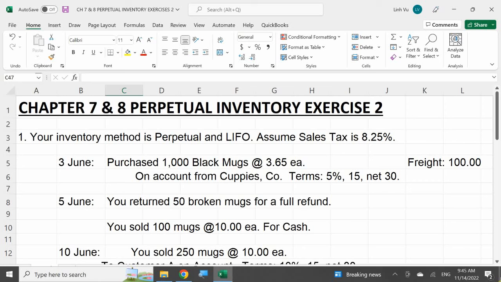Right, welcome back to class. Let's go ahead and do the chapter 7 and 8 perpetual inventory number 2 exercise to review for the exam.